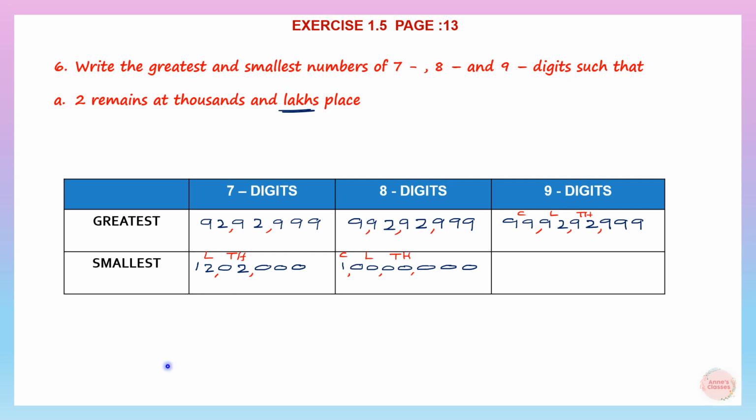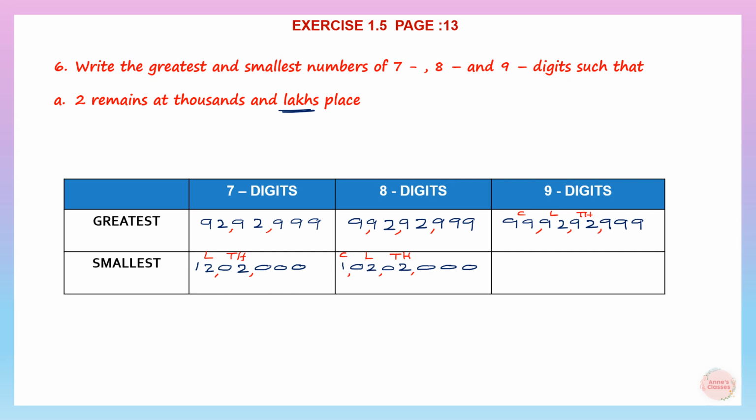Okay, now we are going to put 2 in the thousands and the lakhs place. Ones, tens, hundreds, thousands. So remove the 0. Put 2 there. Then go to the lakhs place. The lakhs place is here. Remove this 0 and put 2 there.